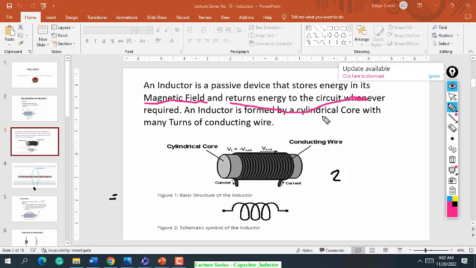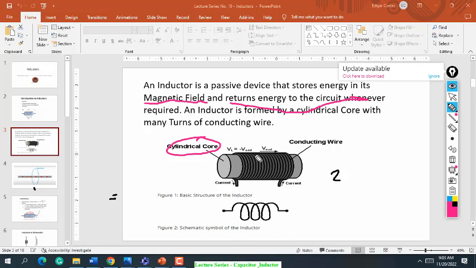An inductor is formed by a cylindrical core. This is the cylindrical core. And then turns of conducting wire. This is the turns of conducting wire. So this is your current, the current flowing in that inductor. If you notice, those electromagnets you performed in your physics days during high school are an example of an inductor.